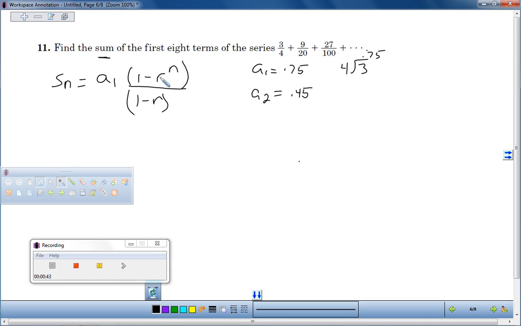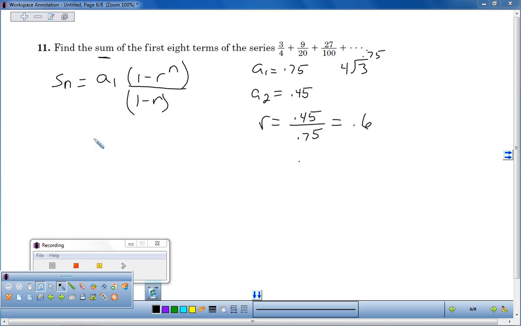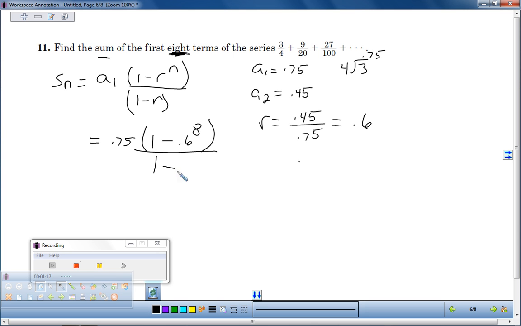Okay, so we need our common ratio. So our common ratio is going to be 0.45 over 0.75. So we end up with 0.6 as our common ratio. Now we can plug into our formula over here. So I'm going to take a1, which is 3/4, which we converted to a decimal as 0.75. Okay, then we have 1 minus r. Now r is 0.6, and then we're going to take that to the 8th power because we have 8 terms. Okay, and then we have 1 minus 0.6.